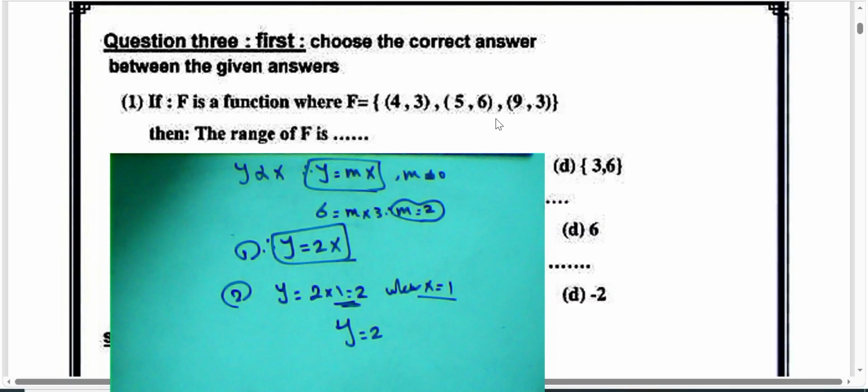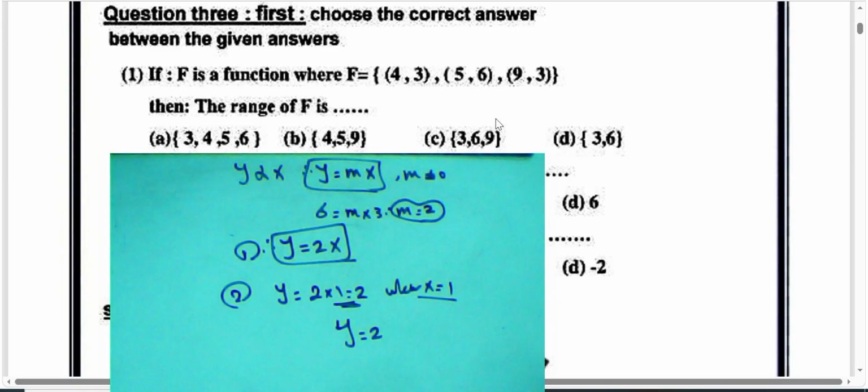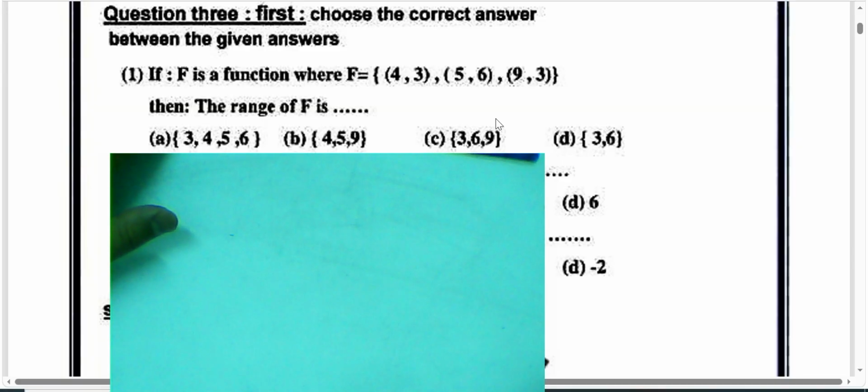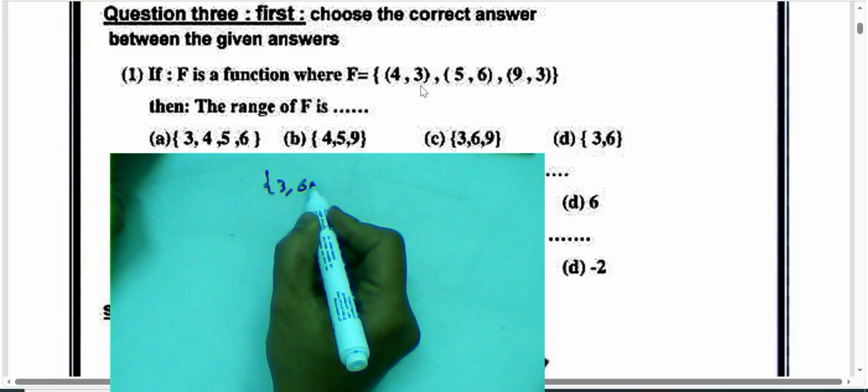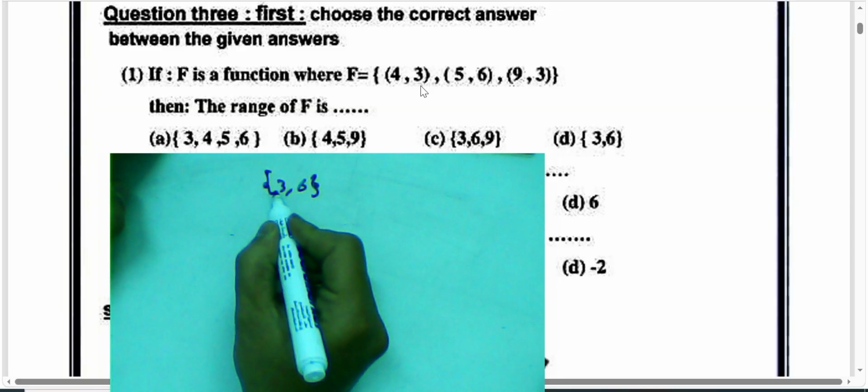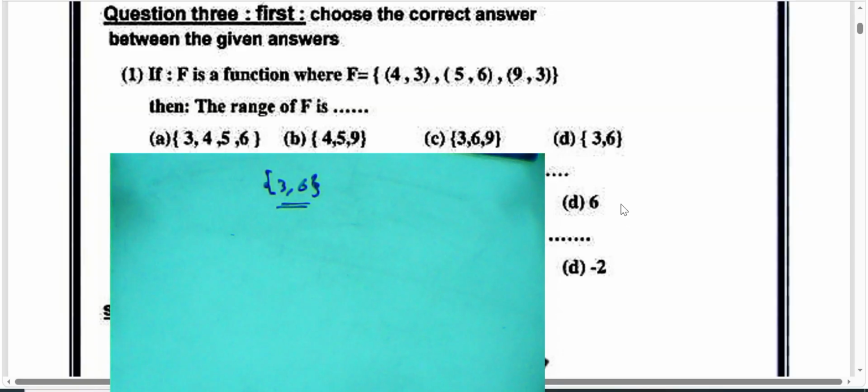Question 3. First, choose the correct answer. If a function f equals {(4,3), (5,6), (9,3)}, the range of the function equals the second projection: 3 and 6 and 3, only 3 and 6. Choose letter D.